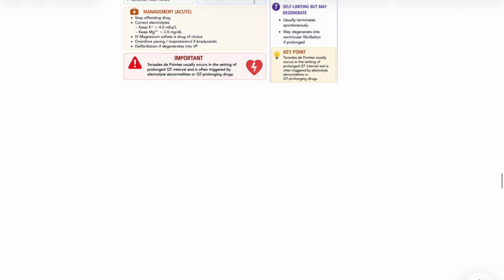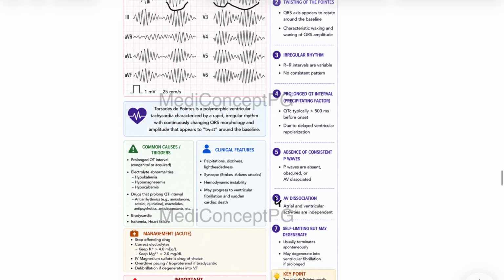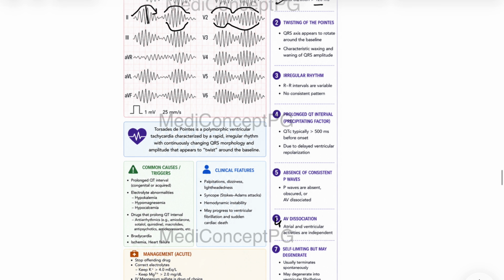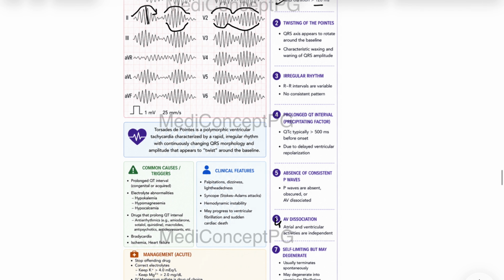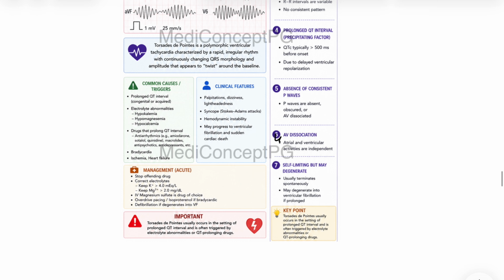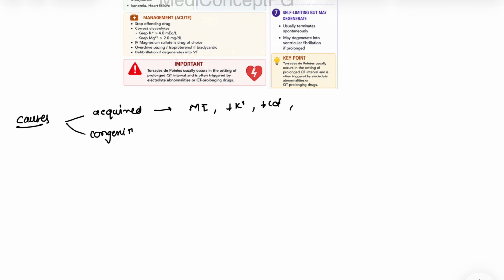Now, what are the causes of this polymorphic VT? You can take a screenshot of this image as well so that you can revise it quickly. Now, what are the causes? So there are acquired causes and there are congenital causes. The common cause is myocardial infarction, then hypokalemia, then hypocalcemia, then hypomagnesemia.